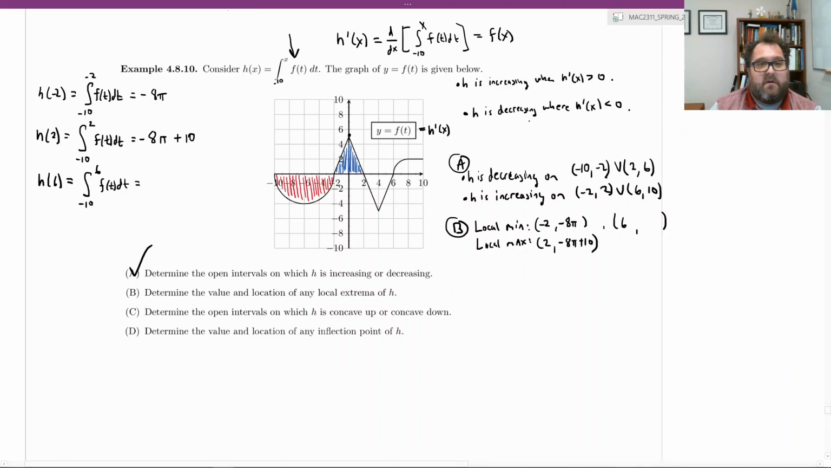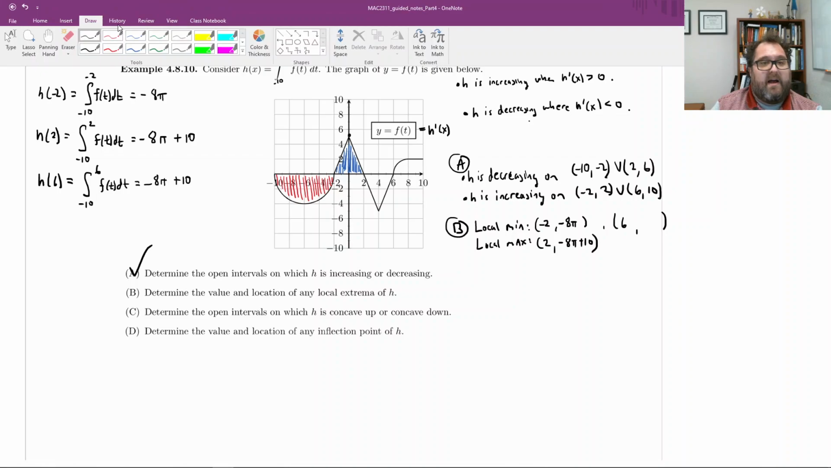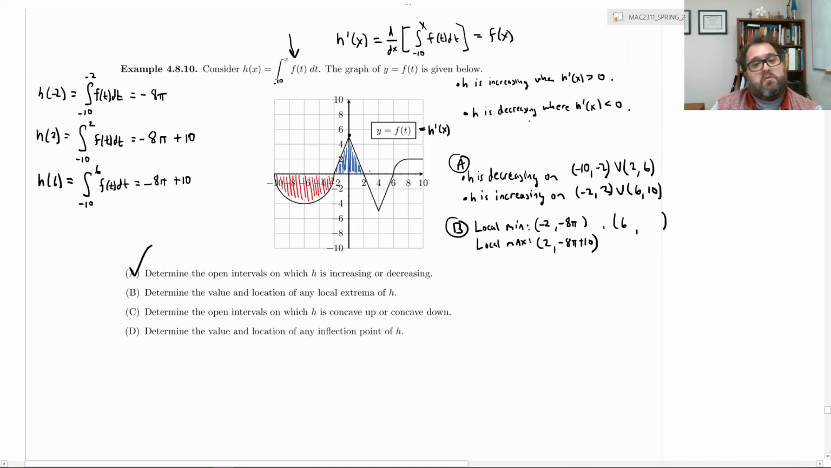Okay, watch what happens here. Cool. So now I have the original, or let me write that down. The original negative 8 pi, that's the semicircle below the x-axis. Then I have that plus 10 is the blue triangle. But now what happens if I keep accumulating area from 2 to 6? I'm below the x-axis again.